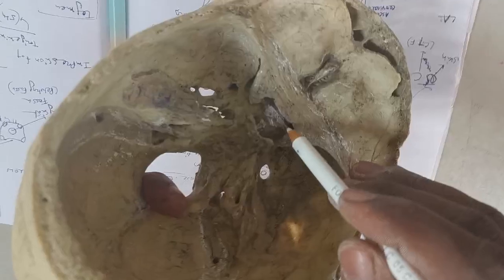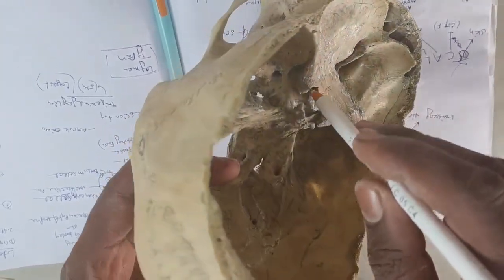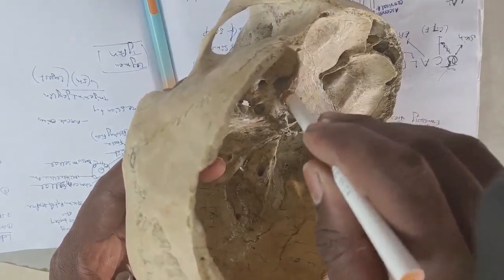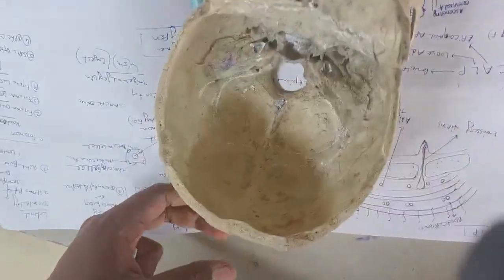Then on this side, this is the optic canal, medial to the anterior clinoid process, and posterior to the anterior clinoid process we have the superior orbital fissure.